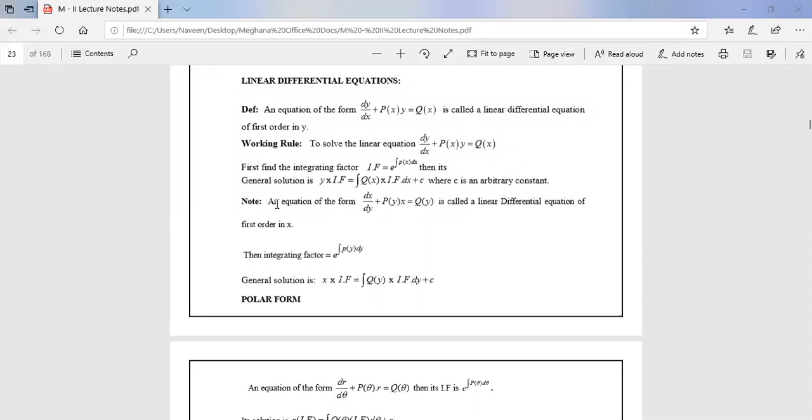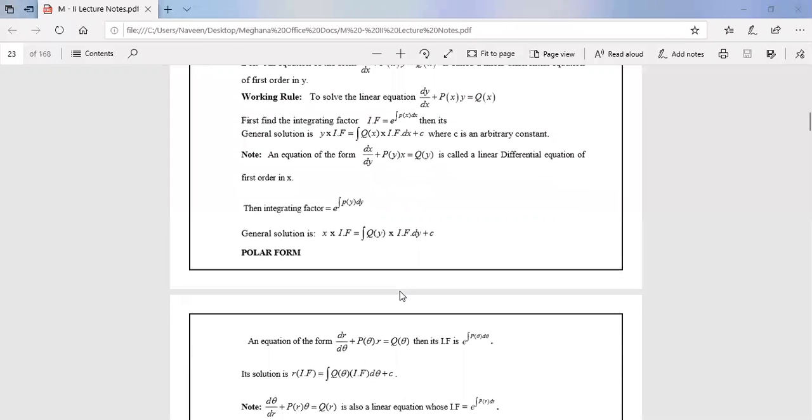Note, suppose you have an equation of the form dx by dy plus p of y into x is equal to q of y. This differential equation is called linear differential equation of first order in x. So, in this case, integrating factor is e power integral p of y into dy. General solution is x into integrating factor is equal to integral q of y into integrating factor dy plus c.